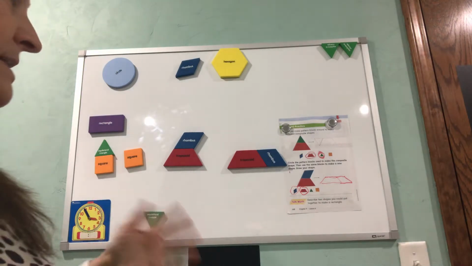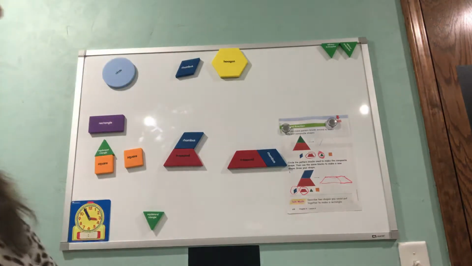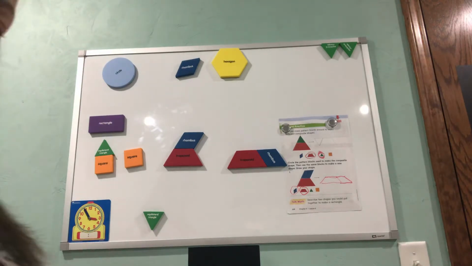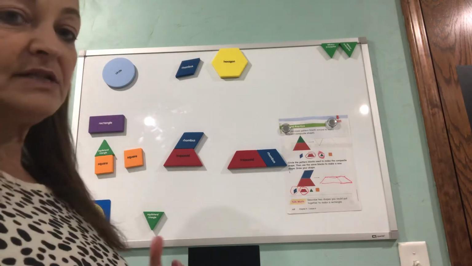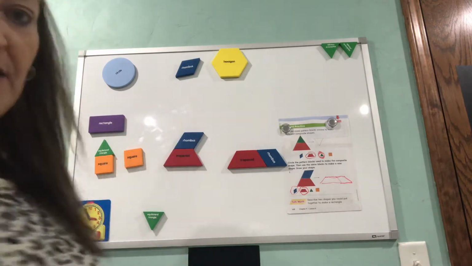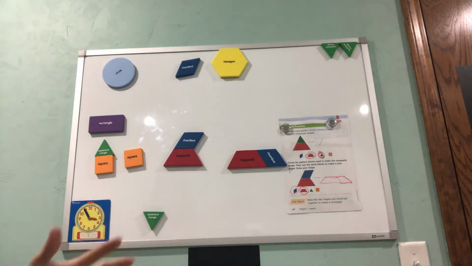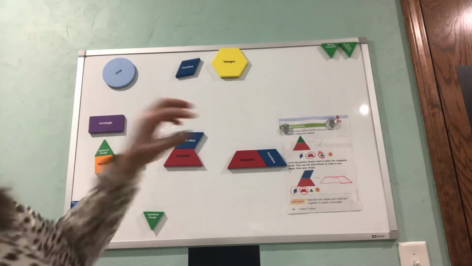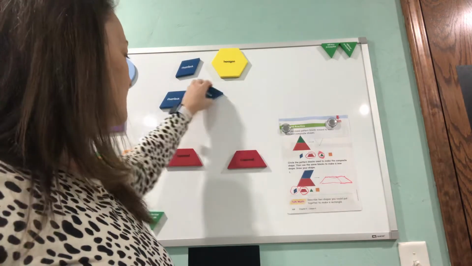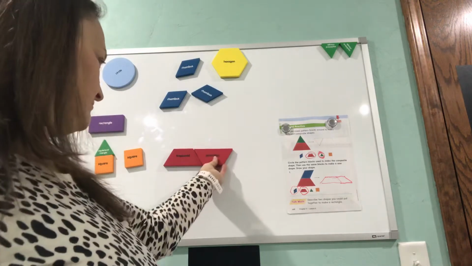So it says describe two shapes you could put together to make a rectangle. So remember, if I want to make a rectangle, I have to have two long sides and two short sides. So when I look at all the shapes that I have, I want to think about which two can I put together to make a nice rectangle. So when I think about it, could it be my trapezoids?